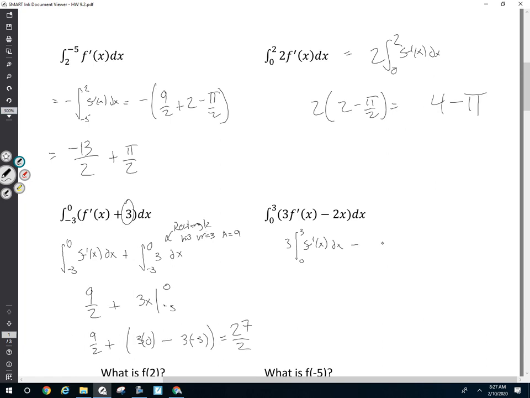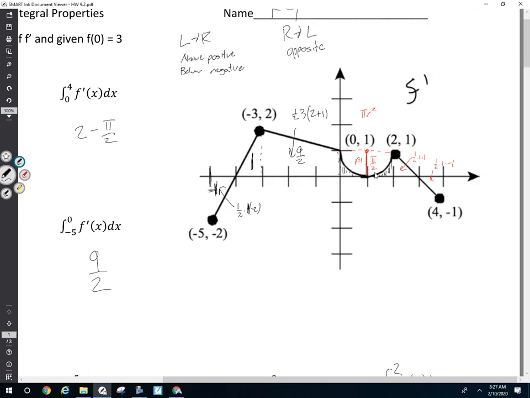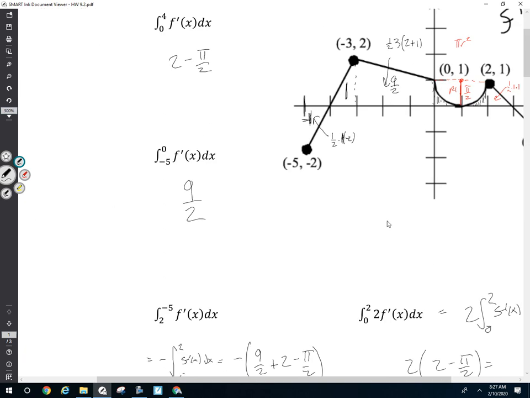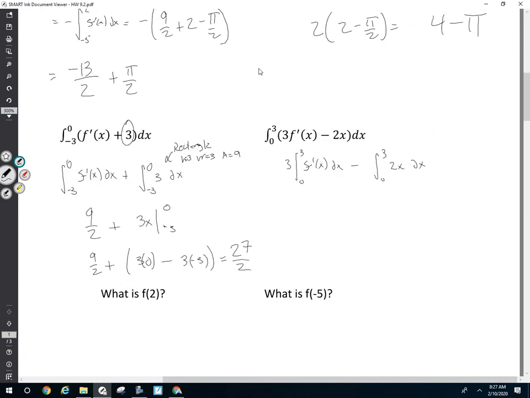I'd put a minus. And then after splitting this up, 0 to 3 I already found. 3 times 0 to 3. Oh, I didn't do 0 to 3. 0, 1, 2, 3. So that's going to be 2 minus pi over 2 plus 1/2. So 3 times 2 minus pi over 2 plus 1/2.